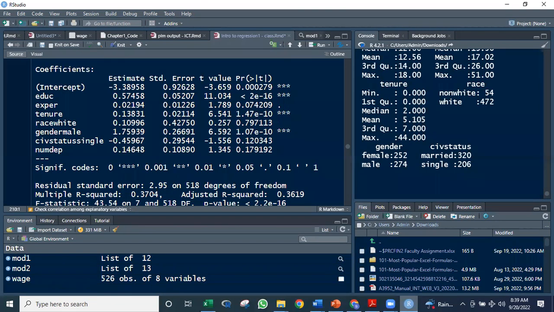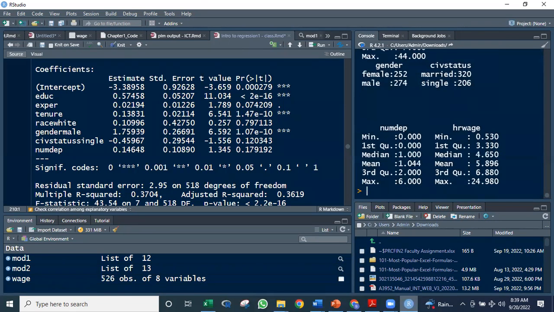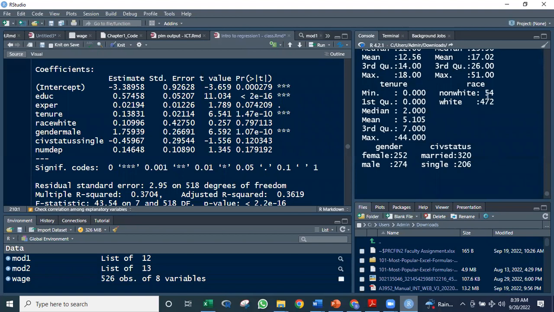Okay, hindi siya na-identify, ano. All right, ito na guys. Si race, dalawang klase siya, no? Non-white 54, white 472. Okay, take note.